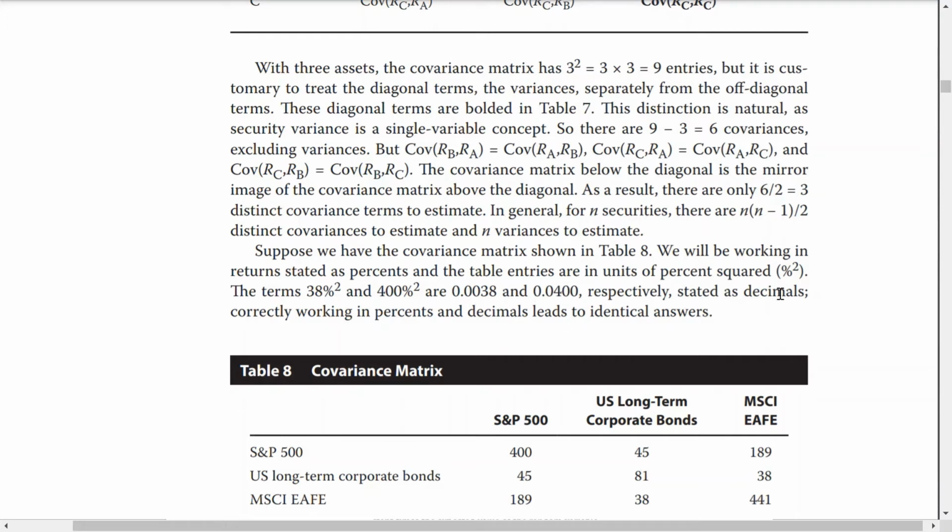We will be working in returns stated as percent, and the table entries are in units of percent squared. The term 18% squared, we square so that the negative signs don't affect the numerical value. So we're only looking at the numerical value. They become like this, respectively, stating the decimals correctly. Working in percents and decimals lead to identical answers.